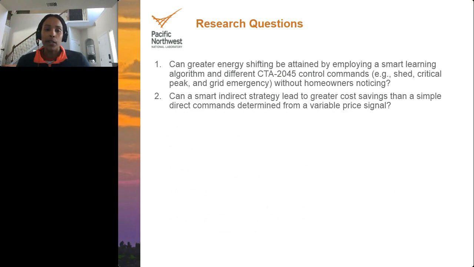So this year, because we compared the non-targeted and the targeted approaches last year, we're really just looking at how the smart third-party algorithm could be used to provide greater shifting compared to those strategies we looked at last year. And then we also wanted to know whether the more aggressive CTA-2045 curtailment commands, like the critical peak and a grid emergency, could also lead to greater shifting without homeowners noticing. Another question was, can a smart indirect strategy lead to greater cost savings than a somewhat simple rule-based direct approach that is also based on variable price signals?